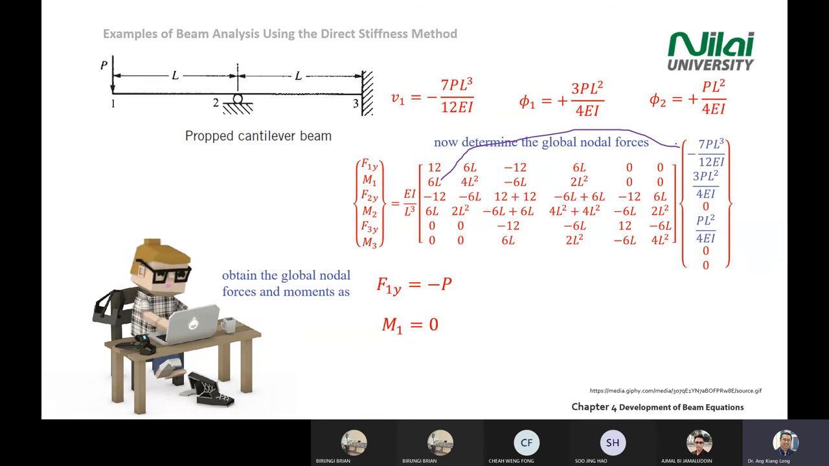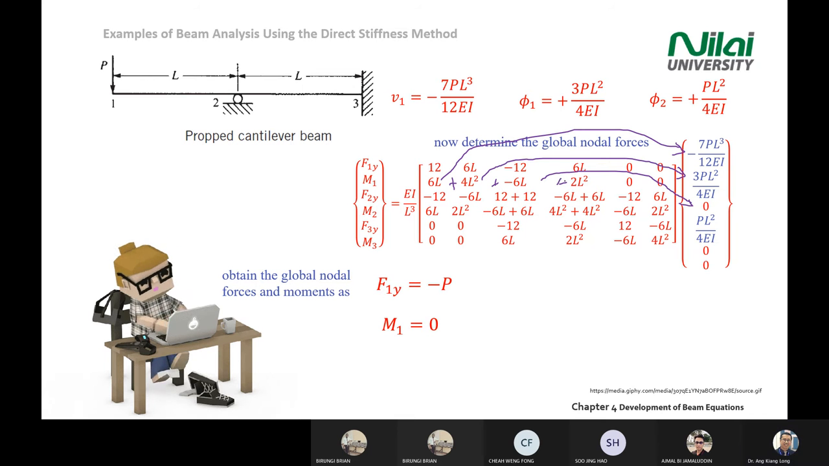6L times this one. Plus this one times this one. Plus negative 6L times zero. Plus 2L plus this one. Plus 0 times 0 plus 0 times 0. Okay, you add up all the equations, you'll get 0 for M1.